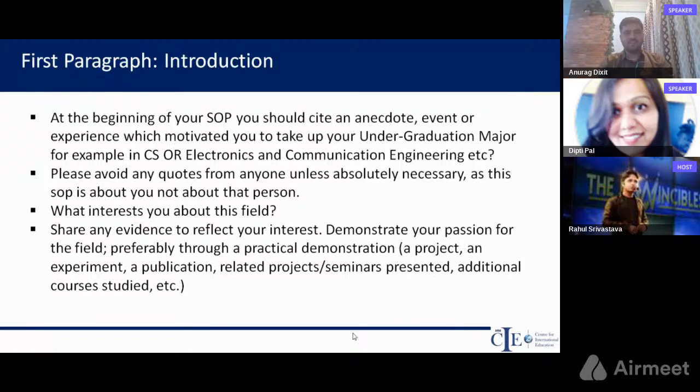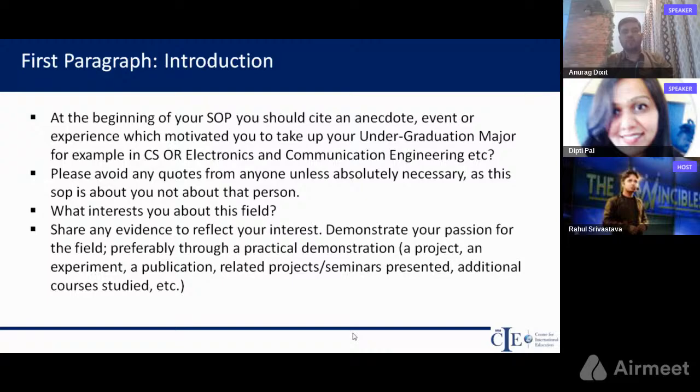Yes, ma'am. So that is about the quotes. Then, of course, you have to talk about what interests you about that particular field. What are the different aspects of that field that are of specific interest to you? You can talk about it with a story, with some experience, or in general, what are the aspects that you find fascinating. You also have to share some kind of evidence to reflect your interest.